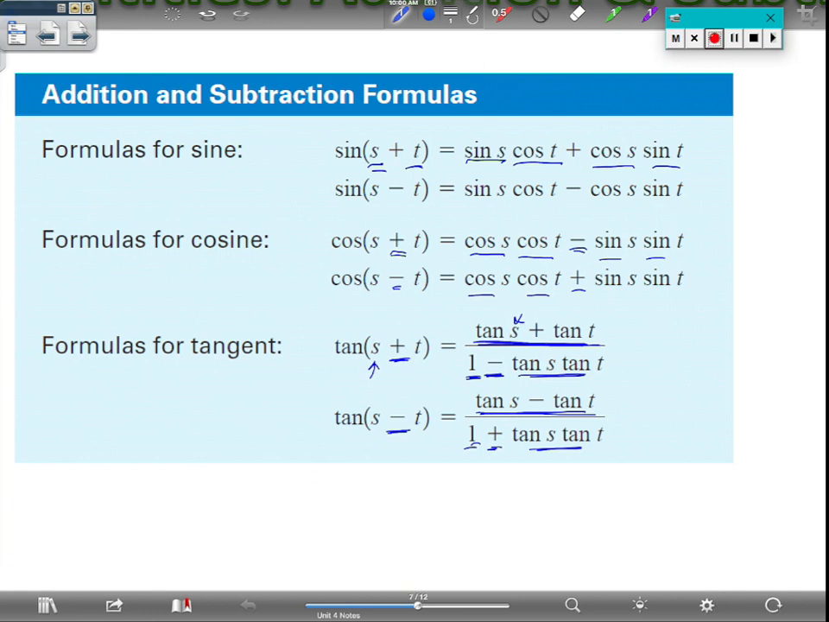All right, are we okay? Questions so far? All right, so we have some examples to go through. So let's go to our examples.